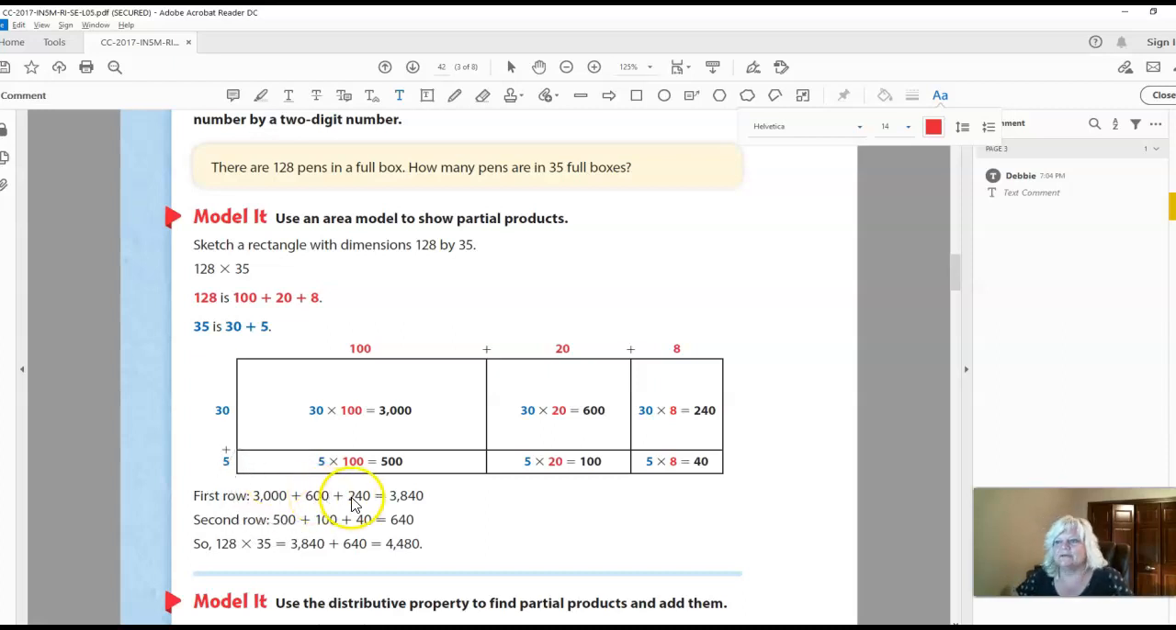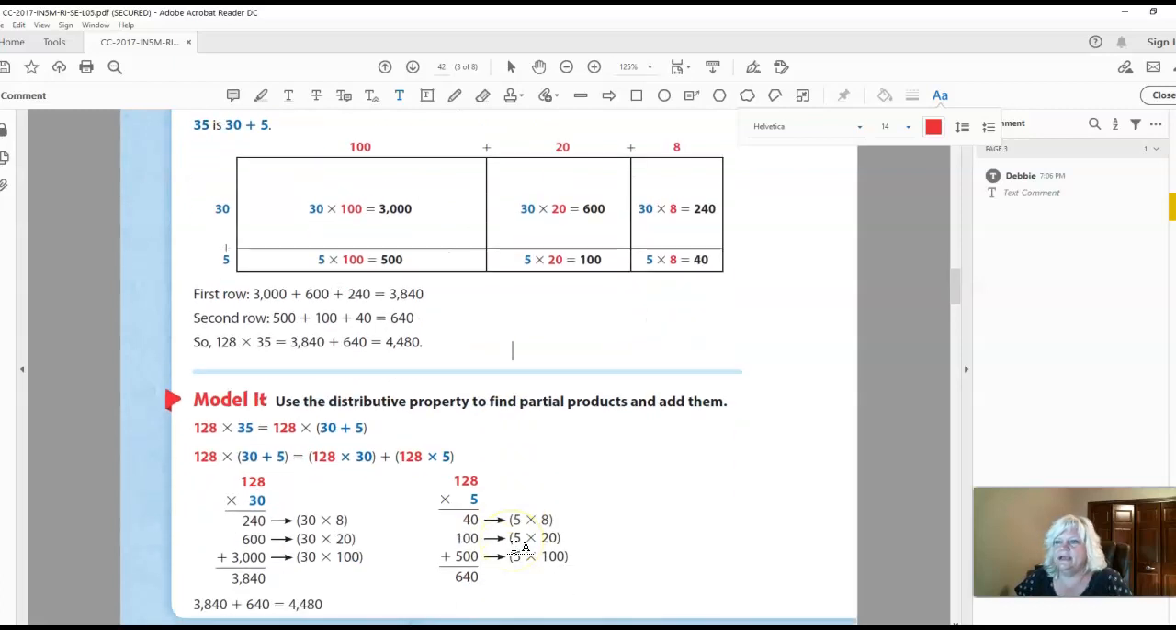3,000 plus 6,000 plus 240, and we get 3,840. That's only for the top row. Now we have to do the second row, which is 500 plus 100 plus 40, and we end up with 640. So when we add those two numbers together, we end up with 4,480. So what we can see is that 128 times 35 equals 4,480. All right, let's move on down the page.